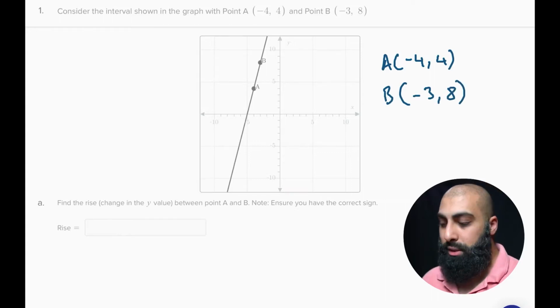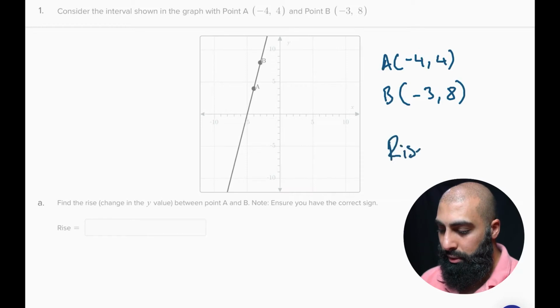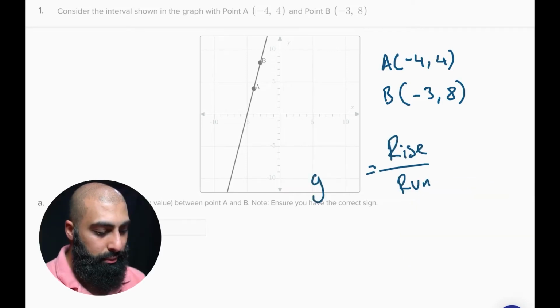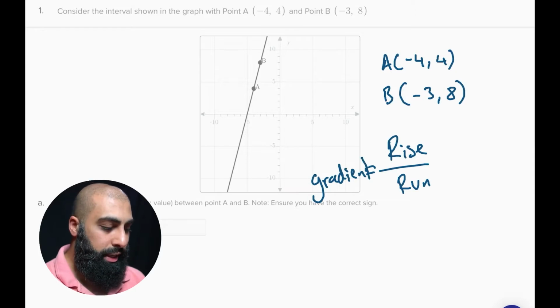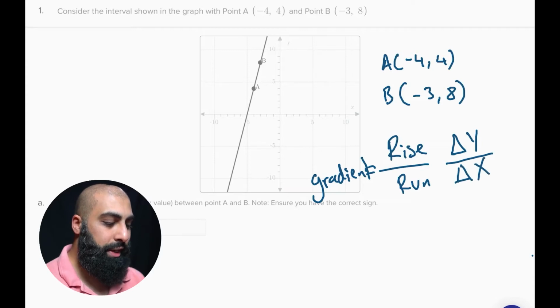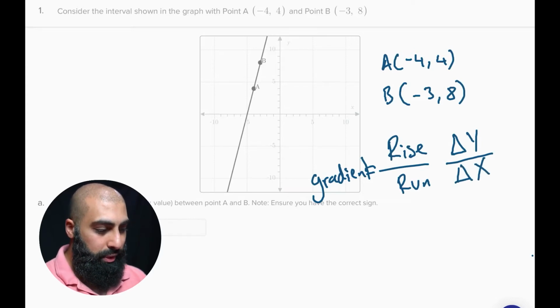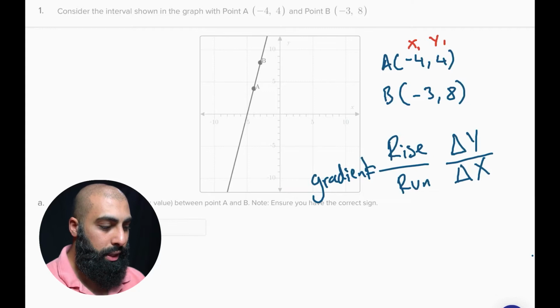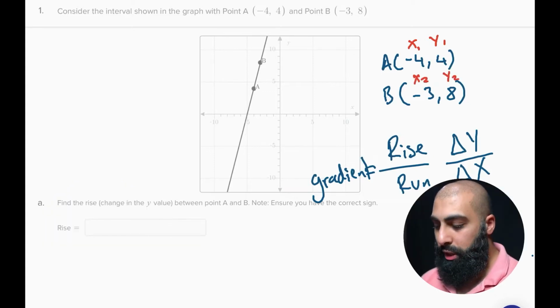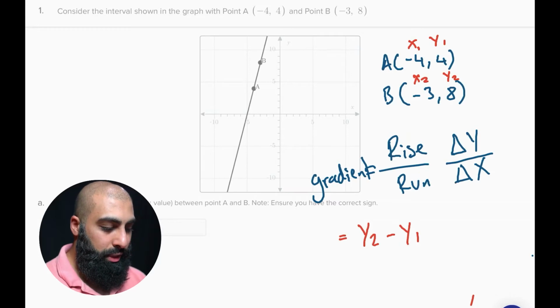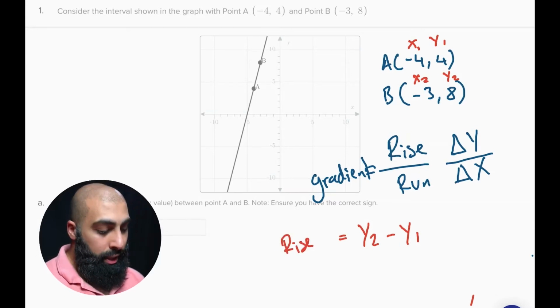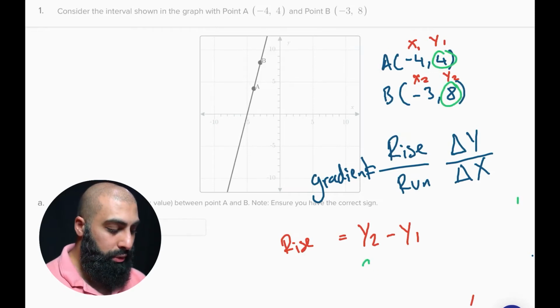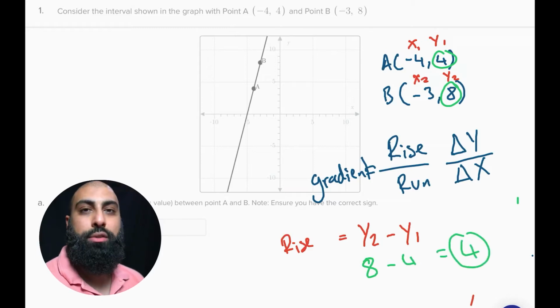What we need to do is find the rise and the run. The rise over run is what we call the gradient. The rise is the change in the y values, and the run is the change in the x values. So we can label point A as x1 and y1, and point B as x2 and y2. We can calculate our rise by doing y2 minus y1. That's 8 minus 4, which gives us a rise of 4 units.